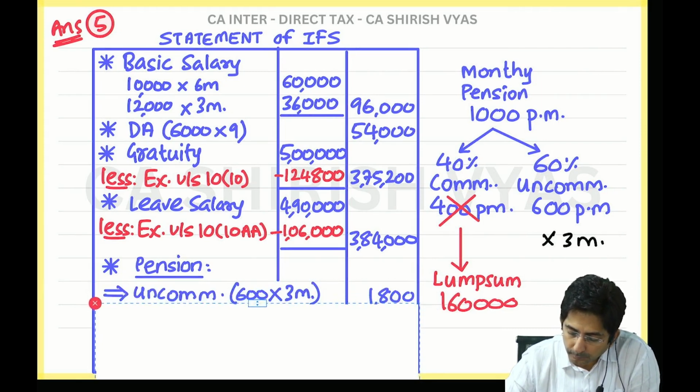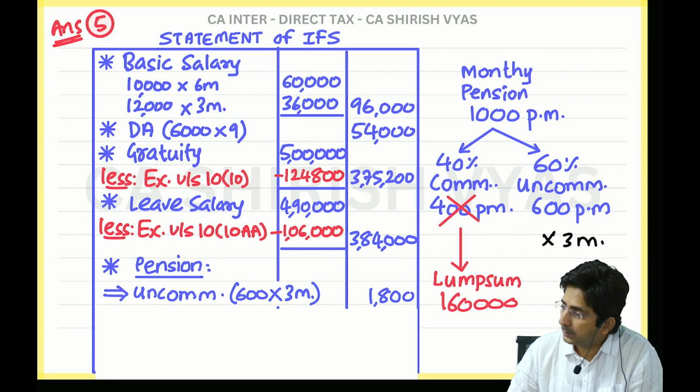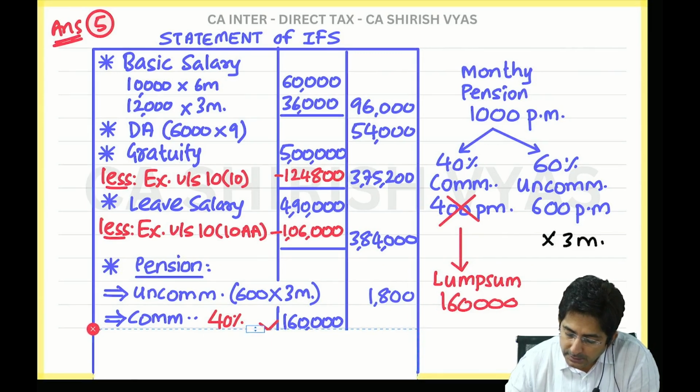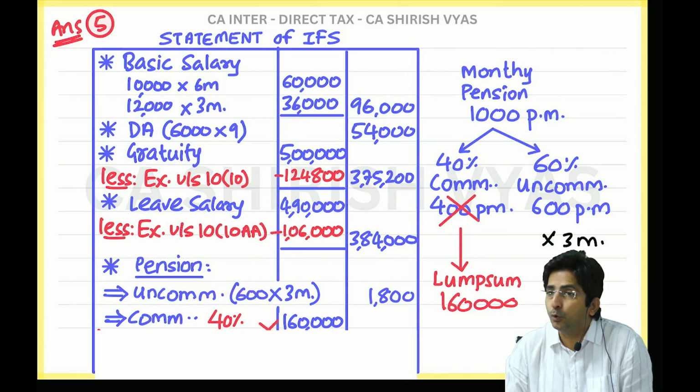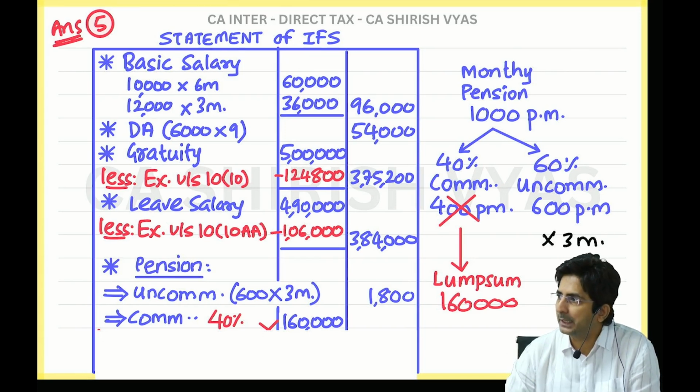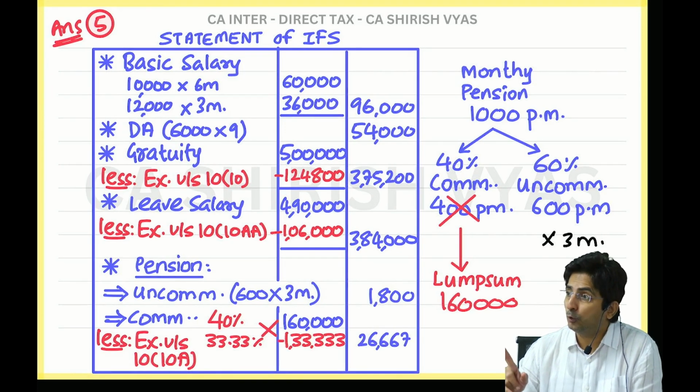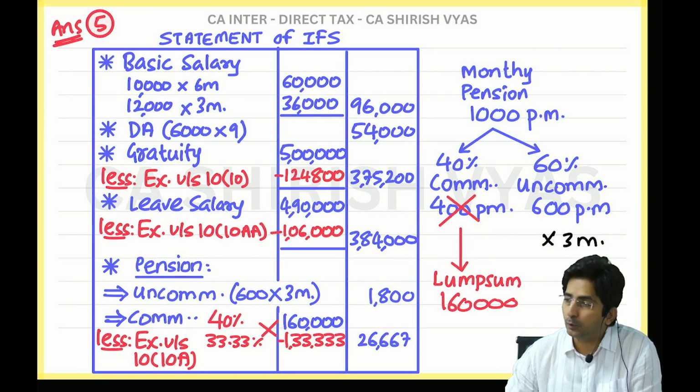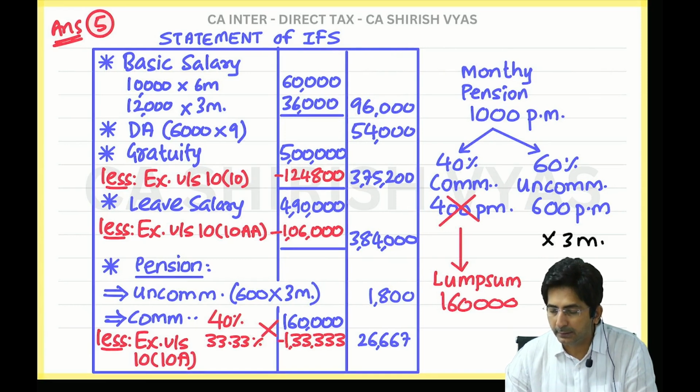It will go to the outer column. See, I have written there 1,800. Then commuted you will write first in the inner column, and there only you mention the percentage. Our question has given a percentage of 40%, but what is the rule for exemption? 50% or 33.33%. That depends upon whether he received gratuity or not. He has received gratuity, he is already happy. So he will be given only 33.33% exemption. Cross multiply. See, in your calculator you have to take 33.33333333, and then do the cross multiplication. It comes to 1,33,333. Outer column 26,667.